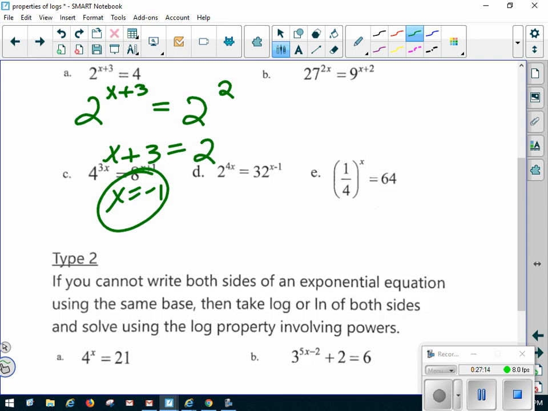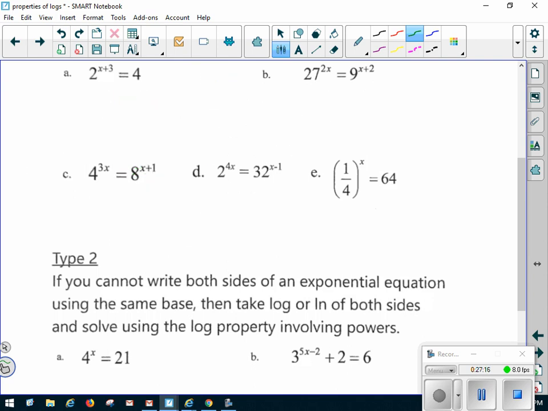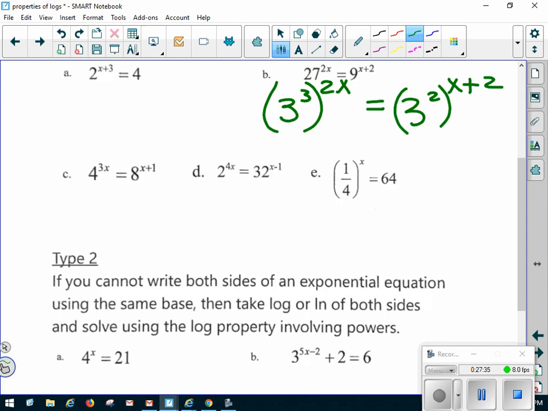What about B? Rewrite them both with what base? A base of 3. Good. So this is going to be 3 to the 3rd raised to the 2x, and we'll deal with that in a minute. This is going to be 3 squared to the x plus 2. When I raise a power to a power, what do I do to the powers? So this is going to be 3 to the 6x equals 3 to the 2x plus 4.